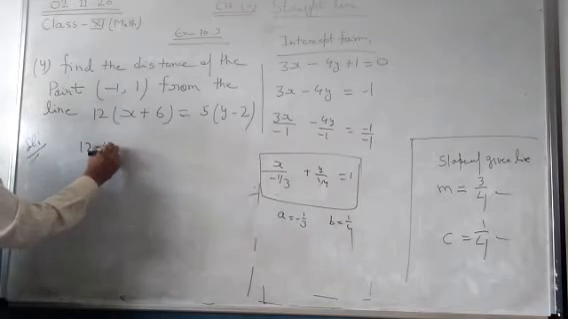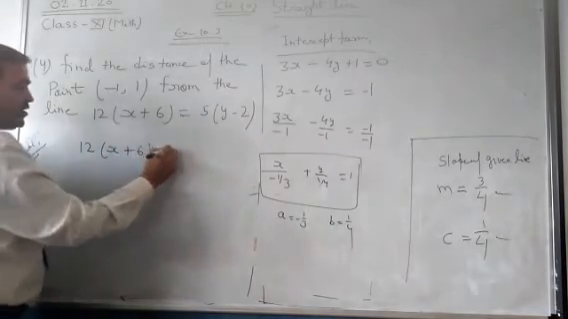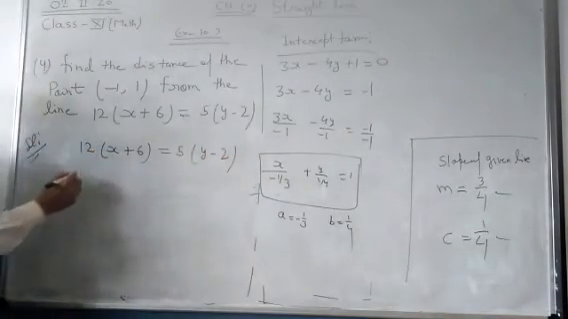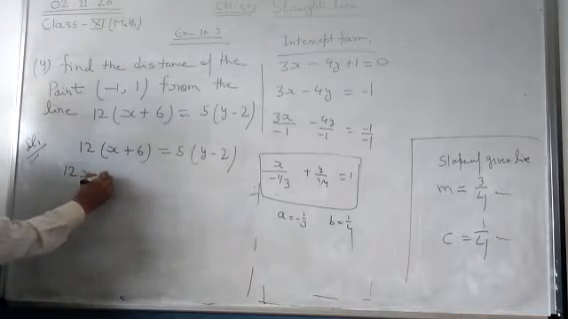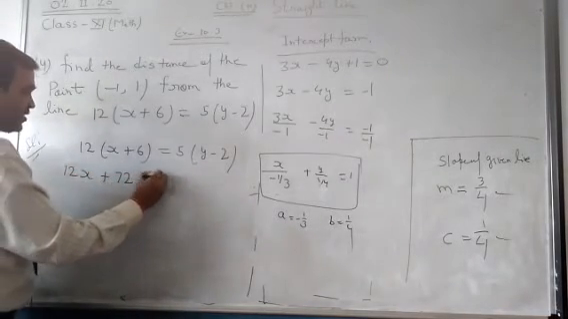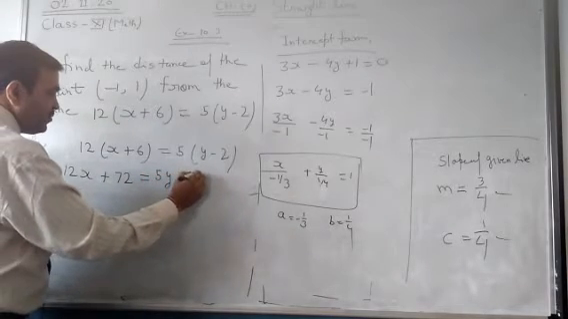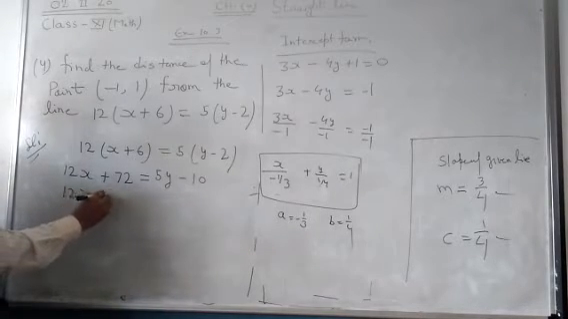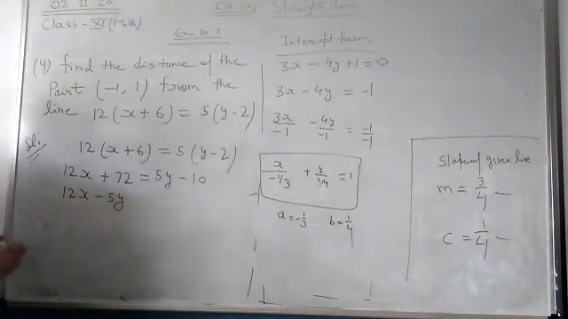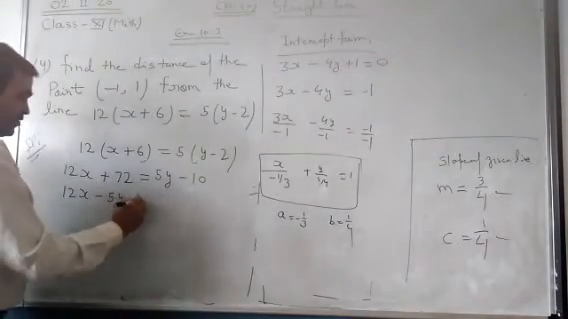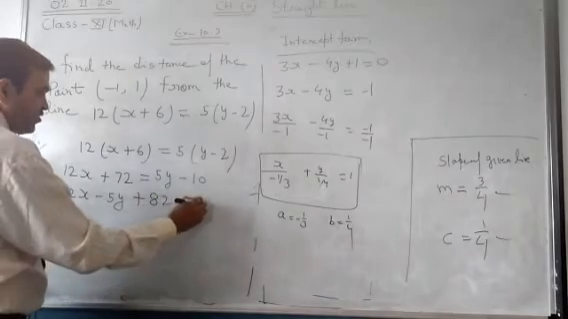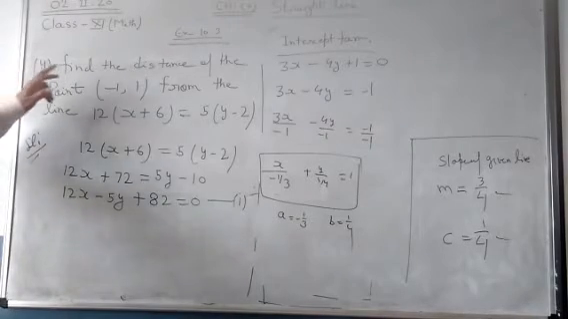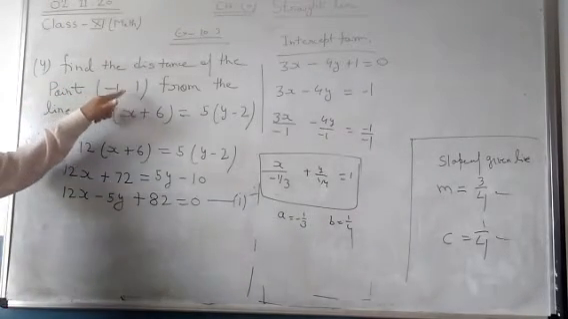12(x plus 6) equals 5(y minus 2). Multiplying by 12, 12x plus 72 equals 5y minus 10. So this will be 12x minus 5y plus 82 equals 0. This is equation number 1. And for this line, find the distance from the point minus 1 comma 1.